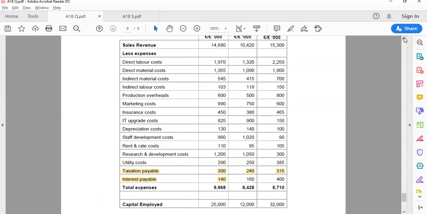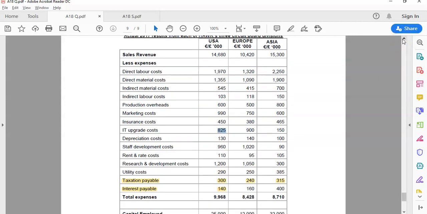And what you hopefully will see is USA is spending a lot of money on these value creating expenditures. 990, 960 on staff development, 1200 on R&D, 800 on IT upgrade, as is Europe. Who isn't spending money is Asia. They're only spending 600 on marketing, only 150 on IT upgrade, only 300 on R&D. They're spending a tenth, 90 on staff development, compared to the other divisions.